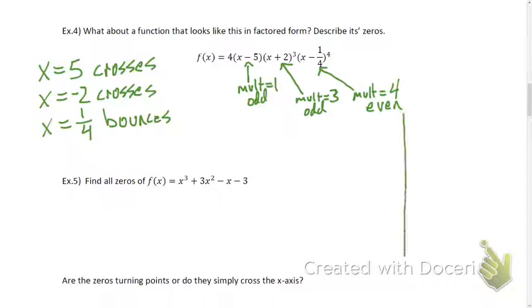If I was to sketch this graph, I'd make some dashes for 5, -2, and 1/4. So 5's way out here. -2, I don't know about there. I'll make a dash for a 1. And then let's make some dots. So 1/4, that's about right there, and there.